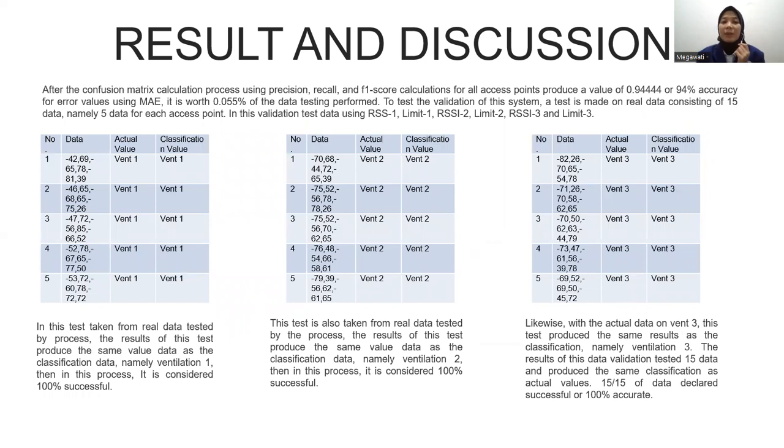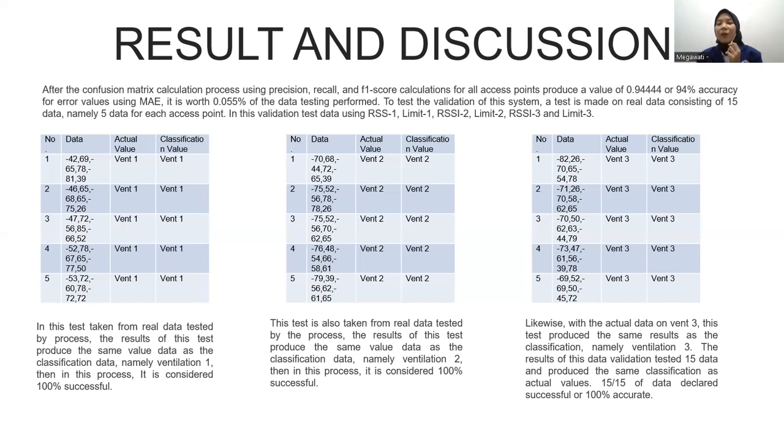After that, the composite metric is calculated using precision, recall, and f1 score, across all access points, with a value of 0.944 or 94% accuracy. The error value using MAE is 0.055%. That is the data testing format.